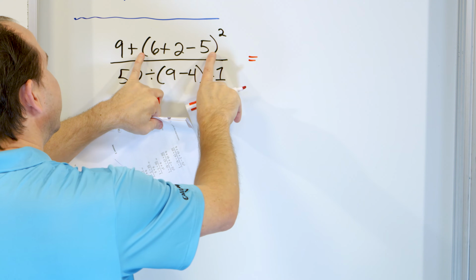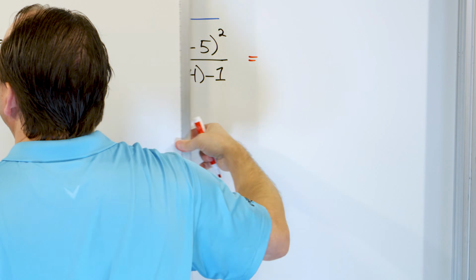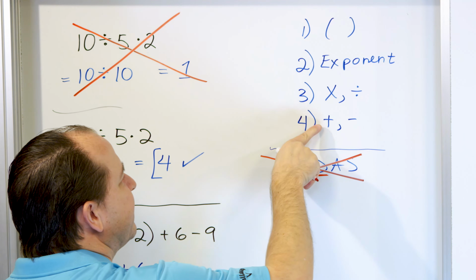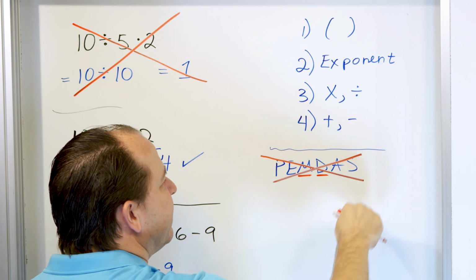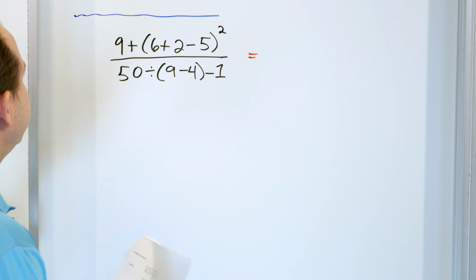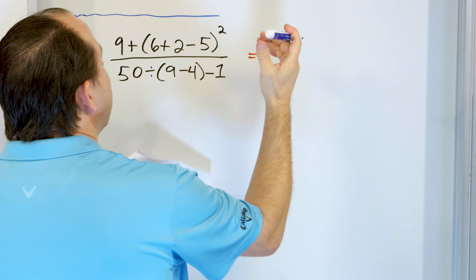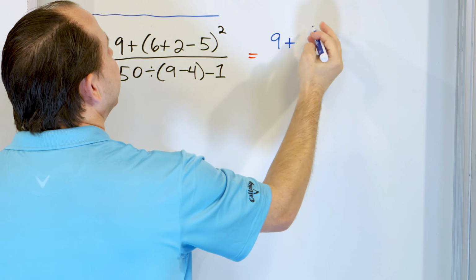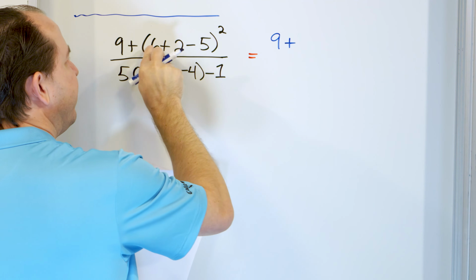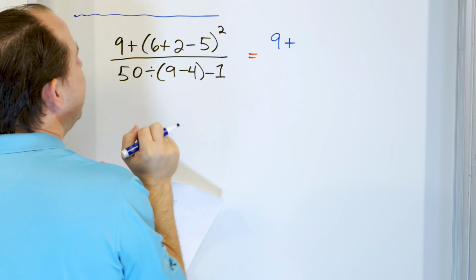I must go and do what's inside. I have addition and subtraction. Remember, addition and subtraction are at the same priority level. We just do them left to right. All right, so I'm going to do them left to right in here. So what am I going to get? I'm going to have 9 plus, and then just go left to right, 6 plus 2, that's 8, and then 8 minus 5 is 3.